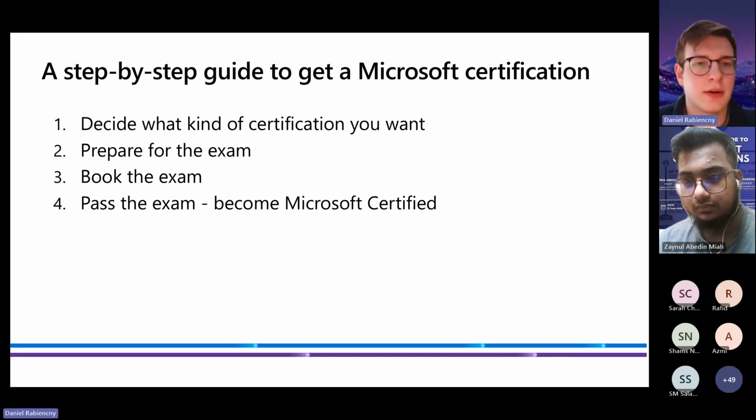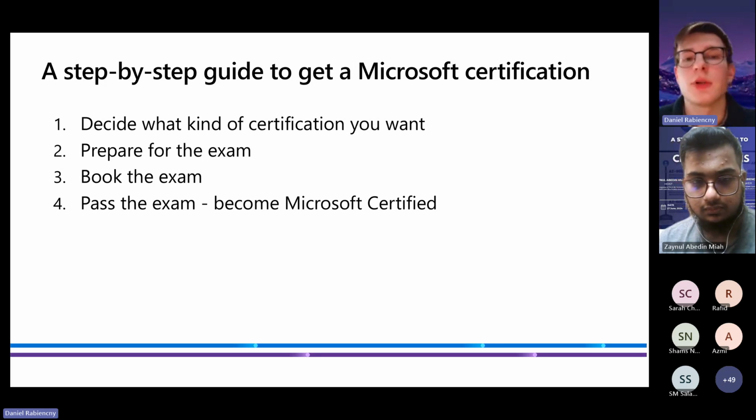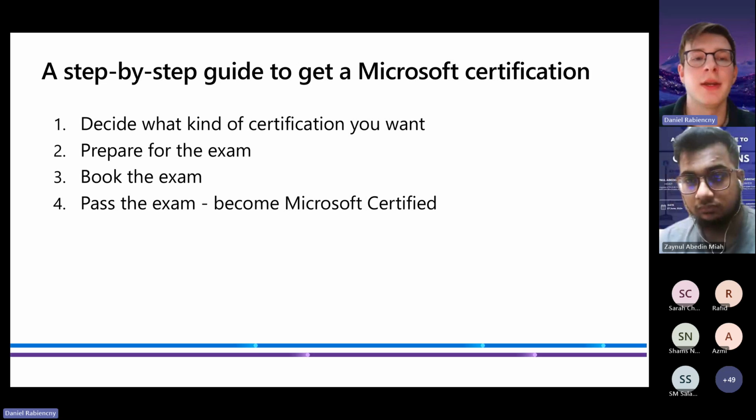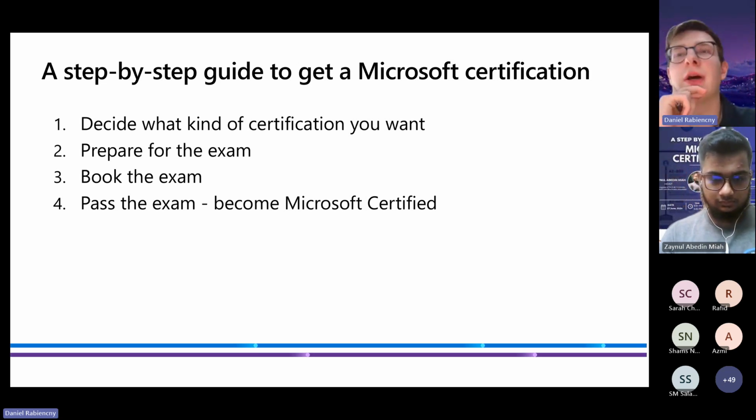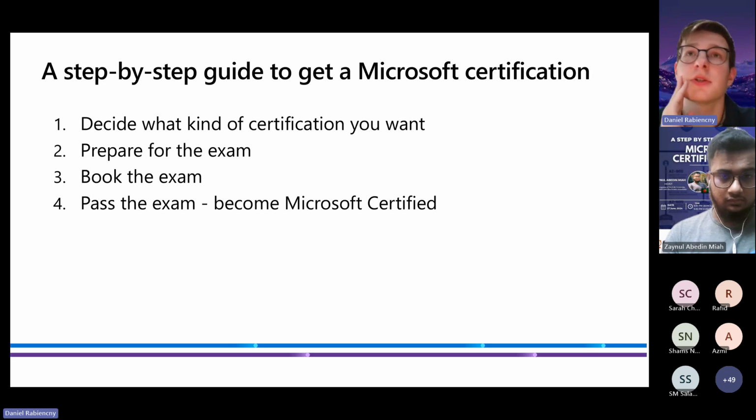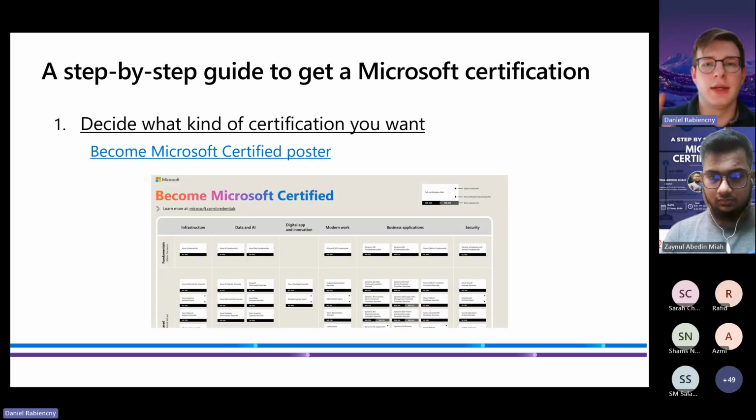The first one is deciding what kind of certification you want. Two is preparing for the exam. We'll cover how I prepared for the Microsoft certification exams so far. Then we'll also get to the part of how to actually book the exam, because to take it you have to book it, and I will tell you how it's done. And the fourth thing is actually passing the exam, and this section is going to be dedicated to how you can share the certification with others and the next steps that you can take, basically. So let's go for it.